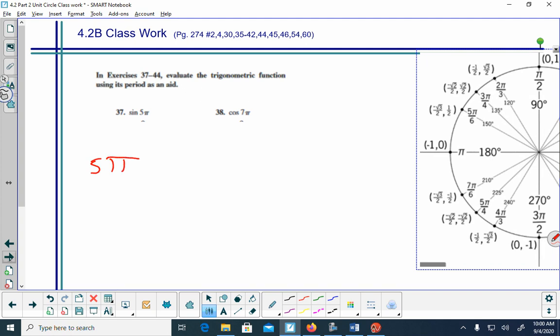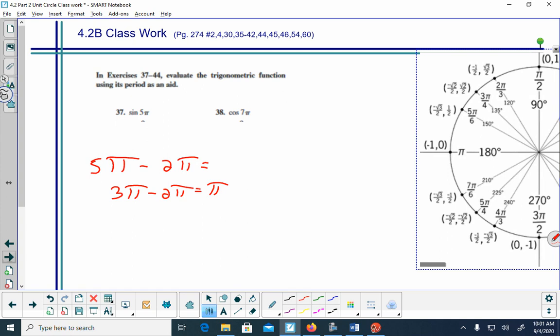It's larger than 2 pi. So to find a coterminal angle that's going to put it on the unit circle, I'm going to want to subtract 2 pi. When I do that, I end up with 3 pi. Well, that's great and everything, but that's still larger than 2 pi. So I'm going to go ahead and subtract 2 pi again, and when I do that, I end up with pi.